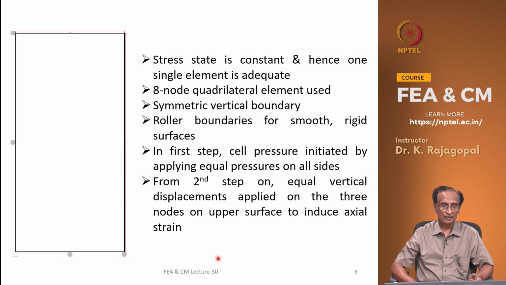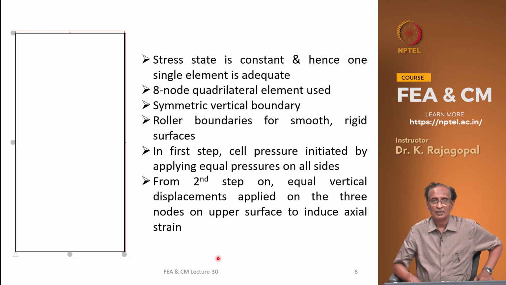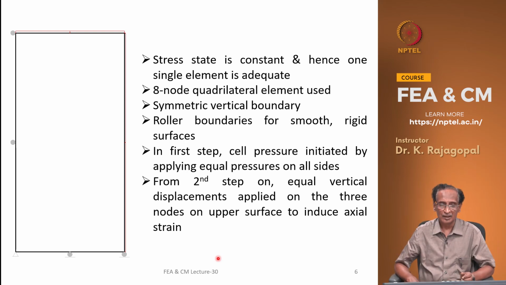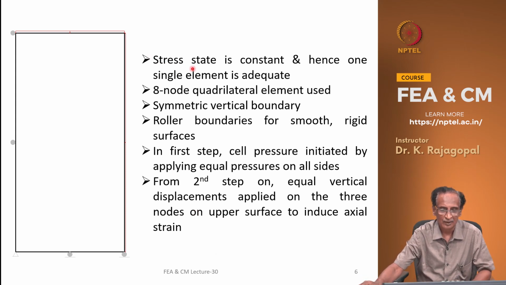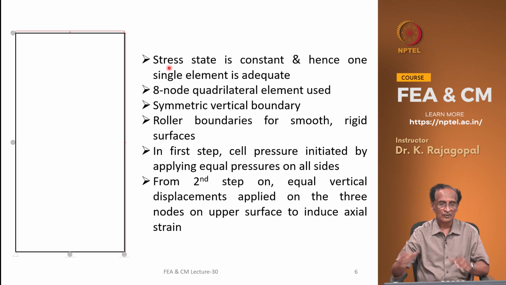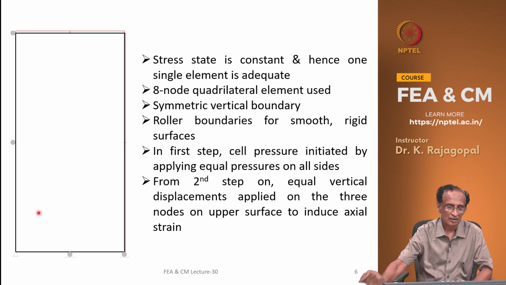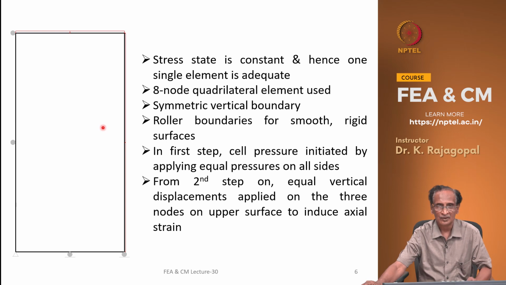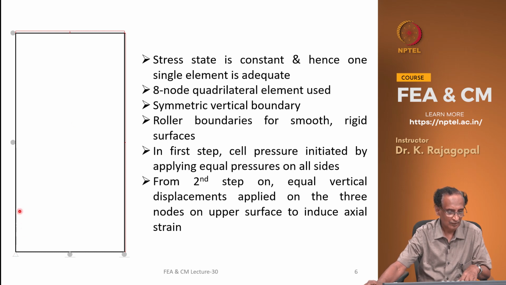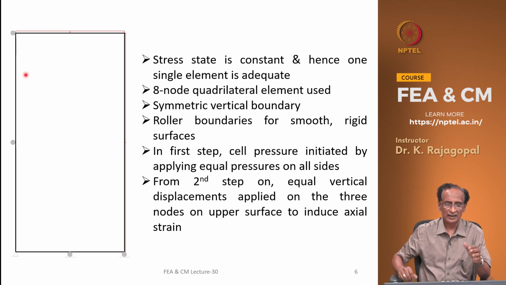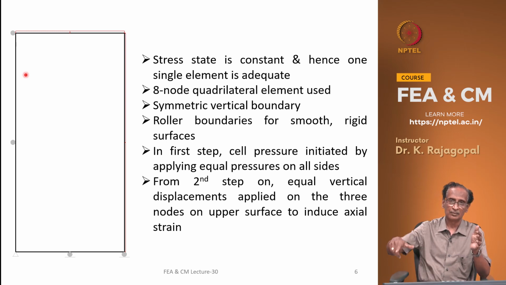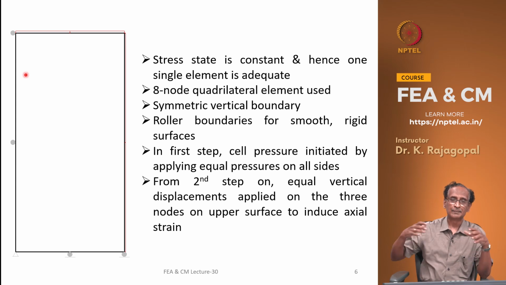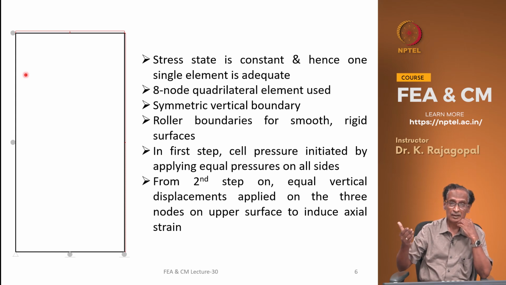Okay. And so, how do we simulate this triaxial test in finite element analysis? The first thing is we should realize that the stress state is constant. Whether you look at a point here or here, the stress state is constant, and because of that we can just simply use one single element for doing the simulation. And in this case I have used an 8 node quadrilateral element, and I have used a symmetric boundary condition, and this analysis is done using axisymmetric idealization because we have a cylindrical sample, and then we applied all round pressure on a cylindrical sample. So, we can simulate it as an axisymmetric one.